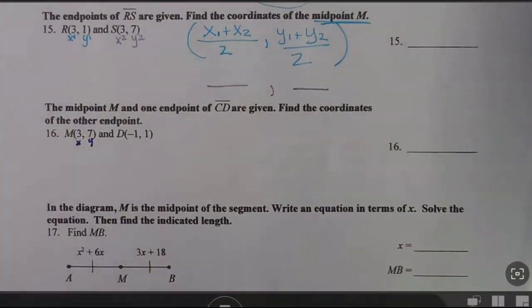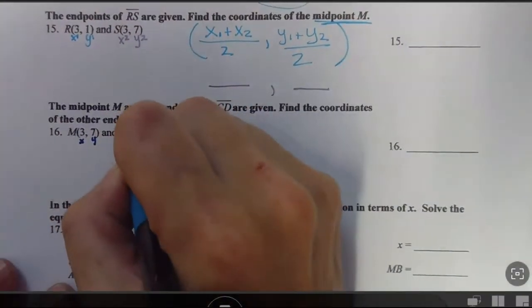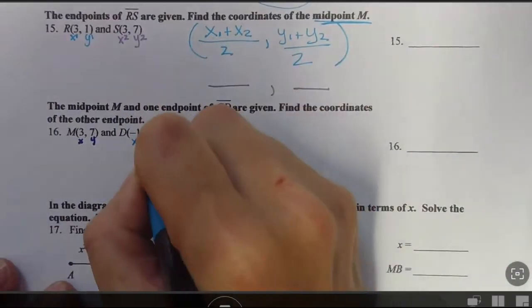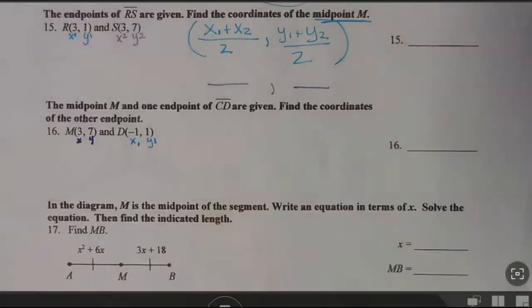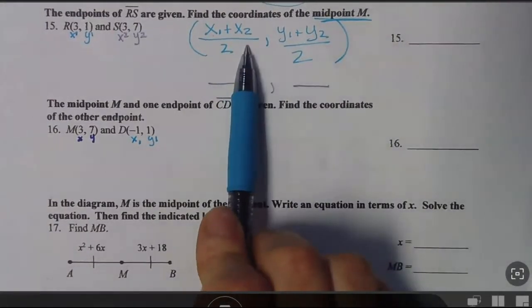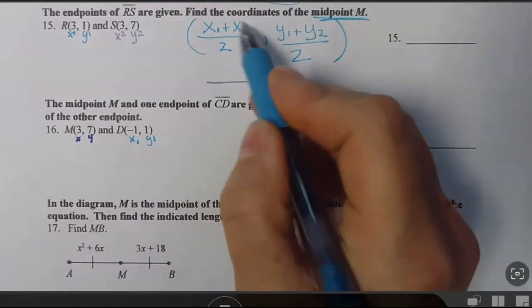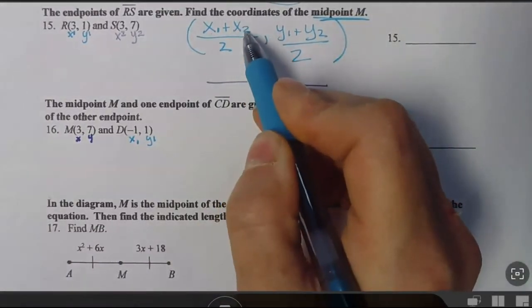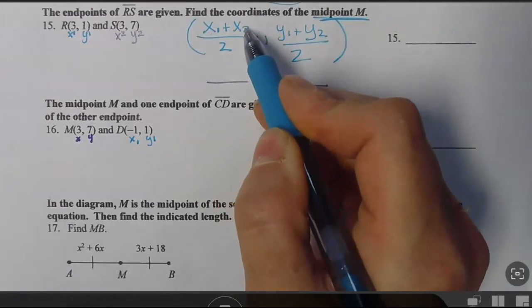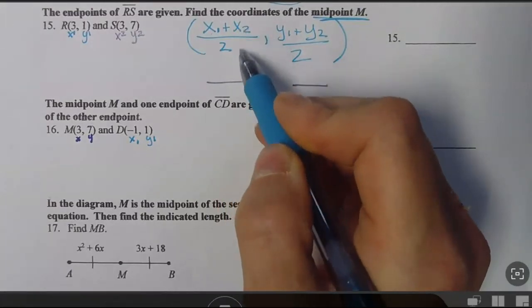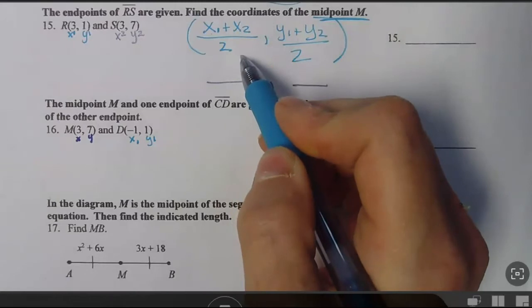I like to then name this one X1, Y1. And what we're essentially looking for is X2 and Y2. So as you recall, we use our formula up here. And then we don't know the x2, so that's what we leave blank. And then we set it equal to whatever the x is.